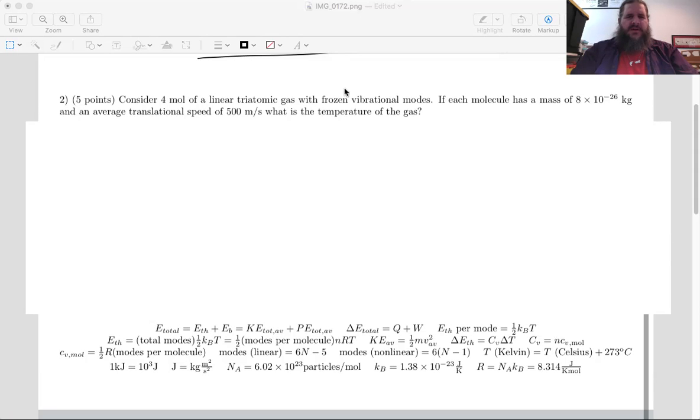This tells us we got a linear triatomic gas, 4 moles of it, and the vibrational modes are frozen out. It also tells us the molecular mass, the mass of each molecule, and the average translational speed. And we want to know what the temperature is.